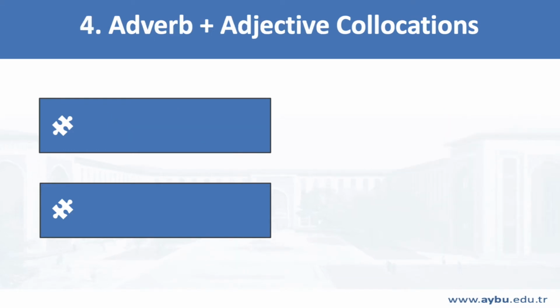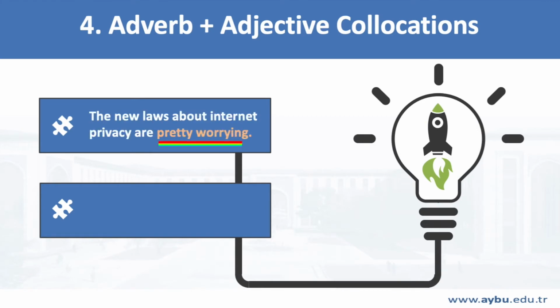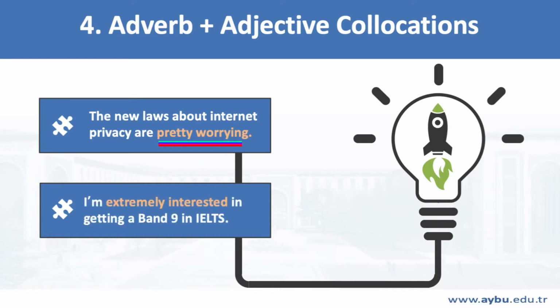Another pattern of collocations is made of an adverb and an adjective followed by it. The new laws about internet privacy are pretty worrying, and I'm extremely interested in getting a band 9 in IELTS. Adverbs followed by an adjective collocations are also very common, especially in speaking. While watching the TV series, try to recognize them. You will hear many of them.